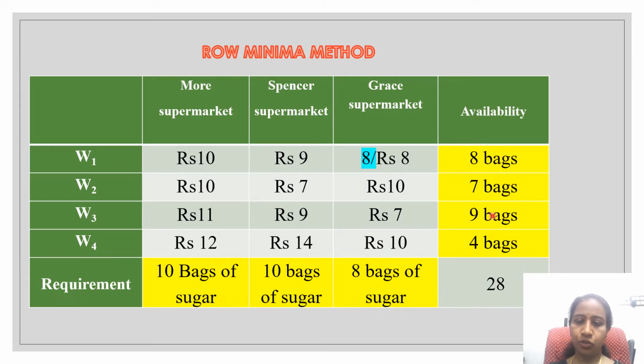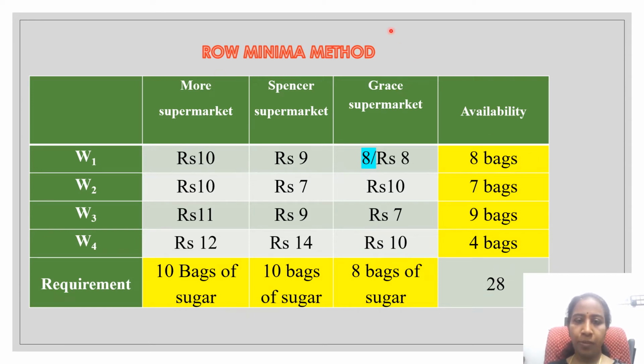So the first step is to check whether the total availability is equal to the total requirement. So here 8 plus 7 plus 9 plus 4 is nothing but 28. And on this side, the requirement is 10 plus 10 plus 8, that is also 28. So the total availability is equal to the total requirement, and this is a balanced transportation problem.